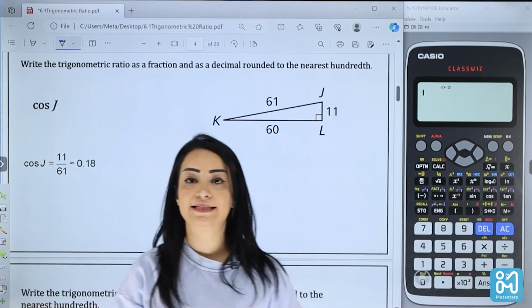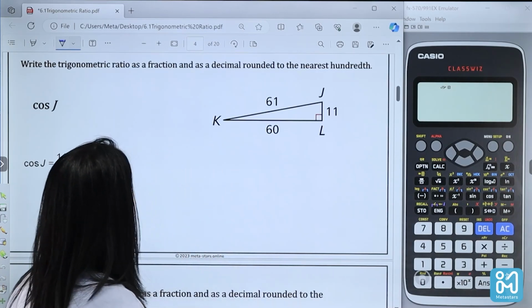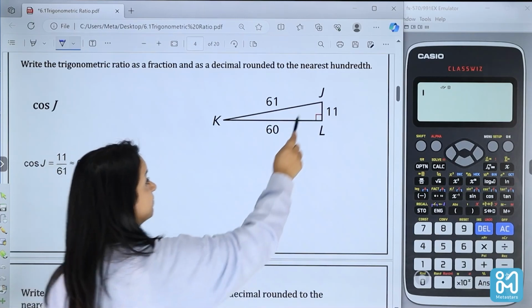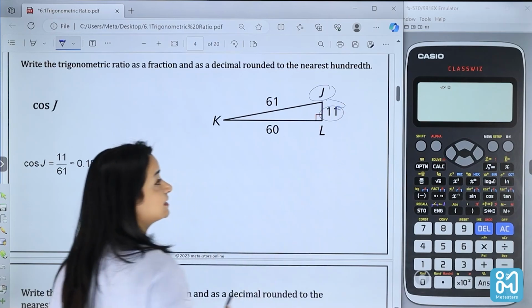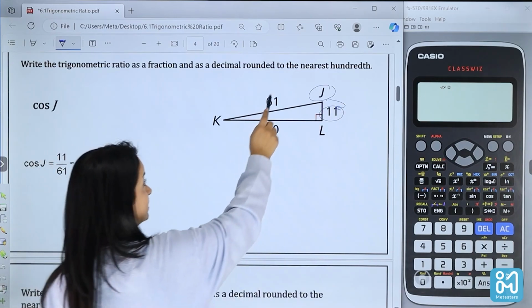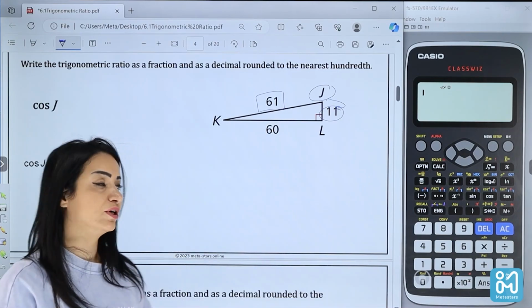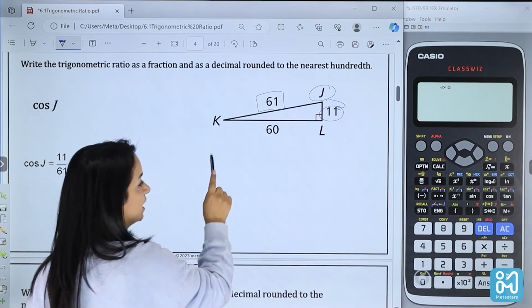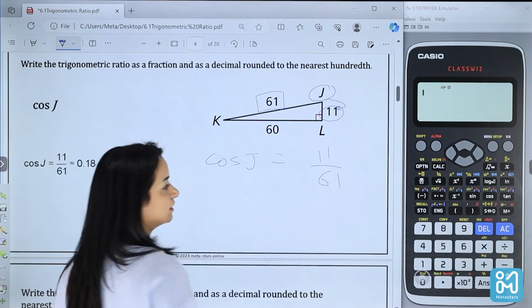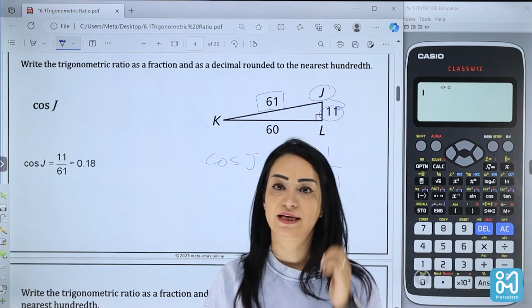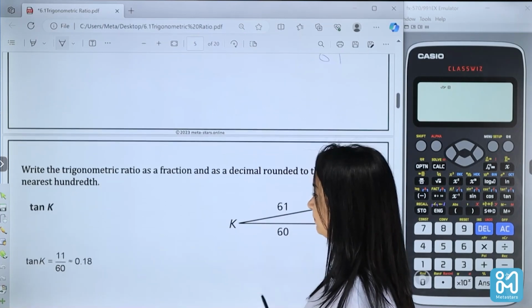Now I need to find cosine J. Cosine, as we said, is adjacent over hypotenuse. So so-ka-toa. Here, cosine J, this is J. Cosine is the adjacent. Which one is the adjacent? It's 11. What is the hypotenuse? It's 61. So cosine J is equal to 11 over 61. So cosine J must be equal to adjacent over the hypotenuse, which is 11 over 61, approximately equal to 0.18.